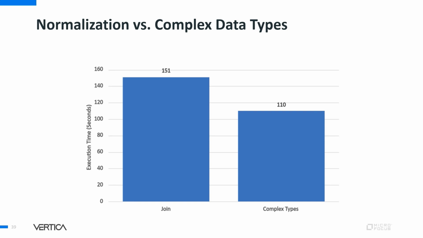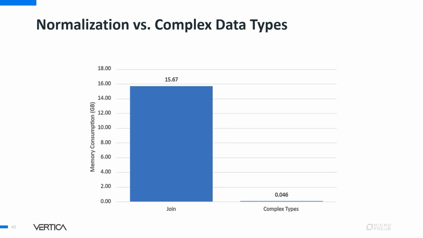Comparing the performance of the respective queries, the complex types version runs about 25% faster. That's a pretty nice improvement. But the complex types query requires less than 1% of the memory that the non-complex query does, because we don't have joins and we don't have an aggregation. And that is a result that you definitely cannot ignore.